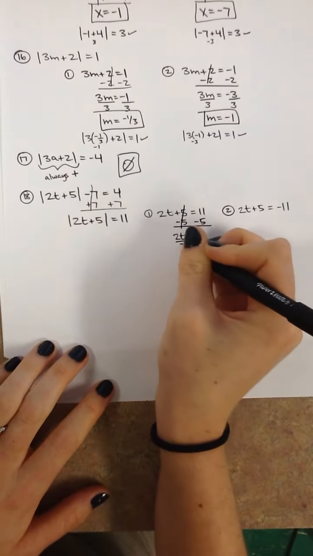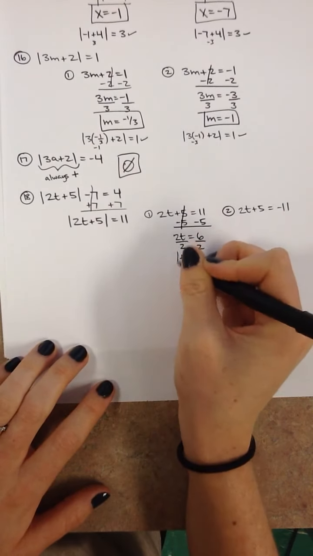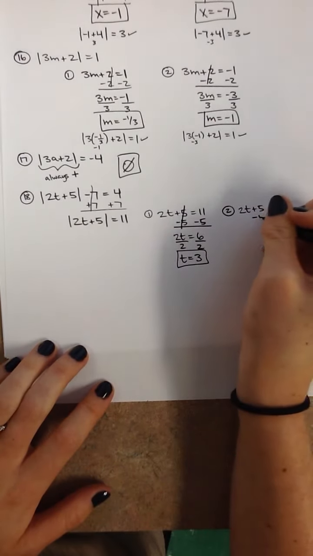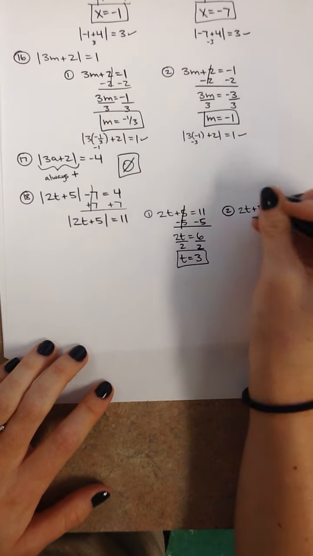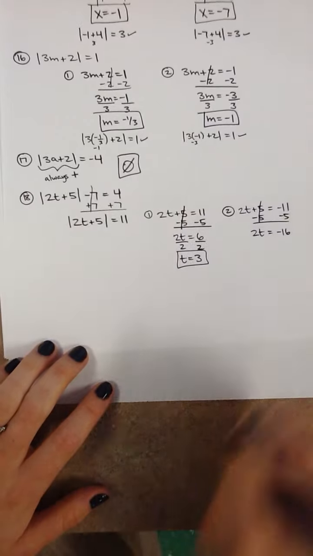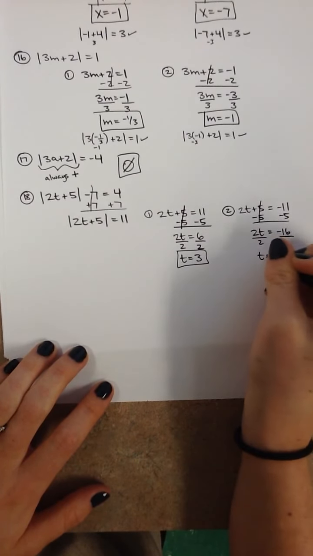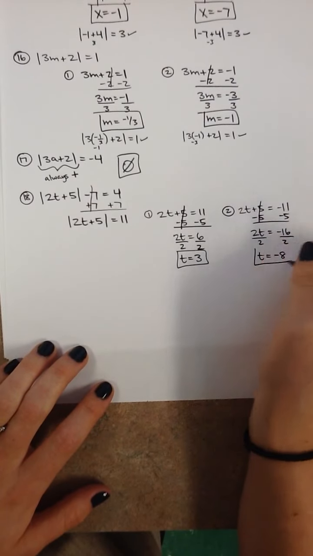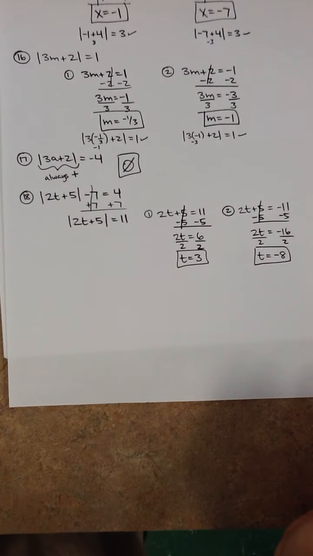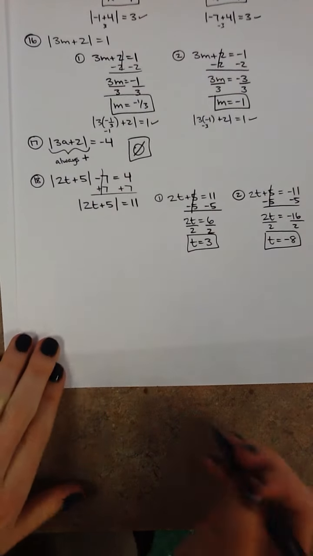Okay, and then divide both sides by 2. So my first answer is a 3. Next, I subtract 5 from both sides. This ends up being a negative 16. Divide both sides by 2. And what I end up with is a negative 8. Okay, so two answers there, a positive 3 and a negative 8.